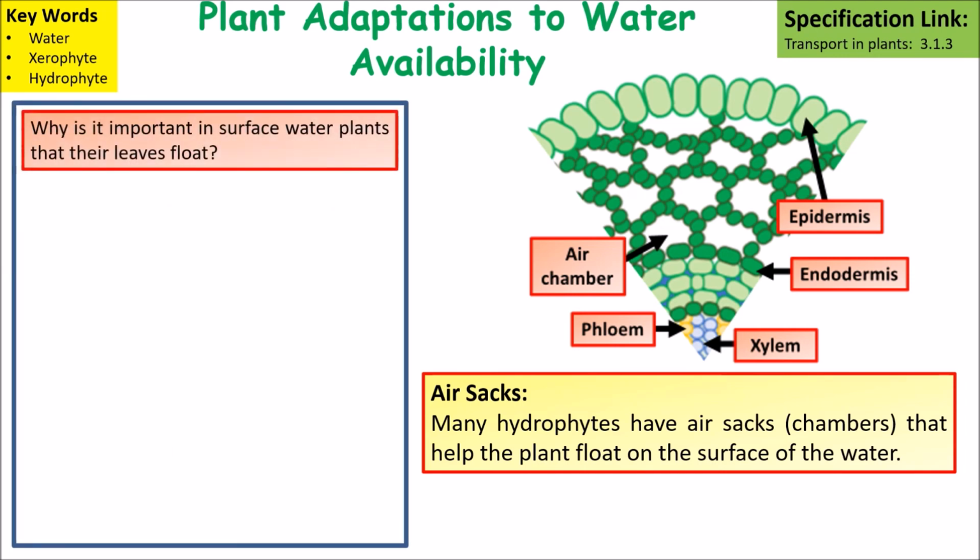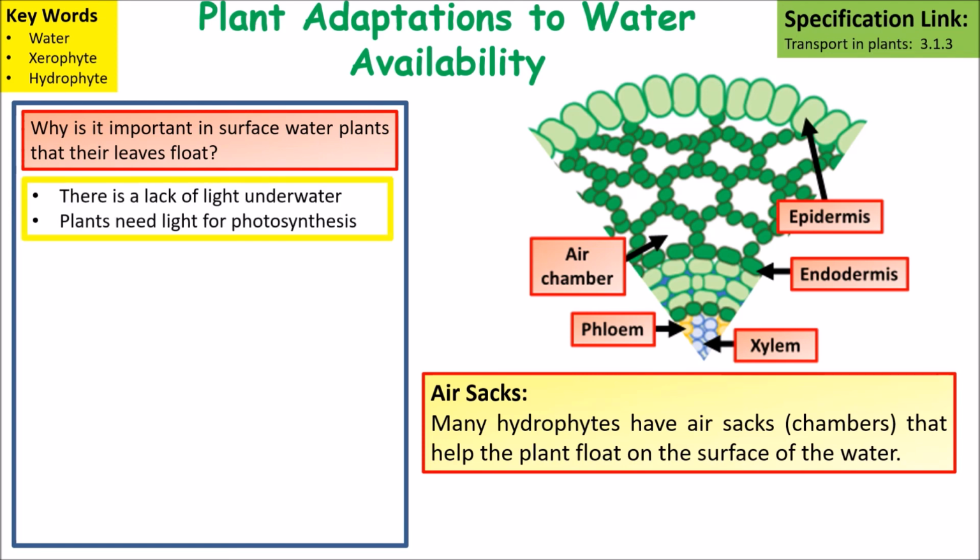If we're looking at why it's important for surface plants to float on water, a key thing to think about is that there is a lack of sunlight under the water and plants need sunlight for photosynthesis.